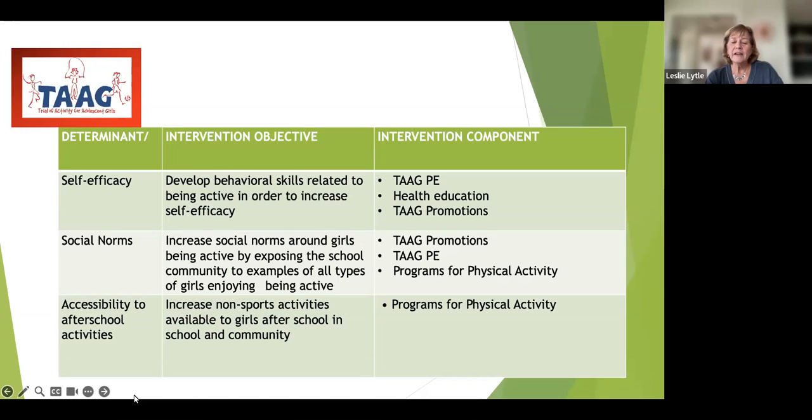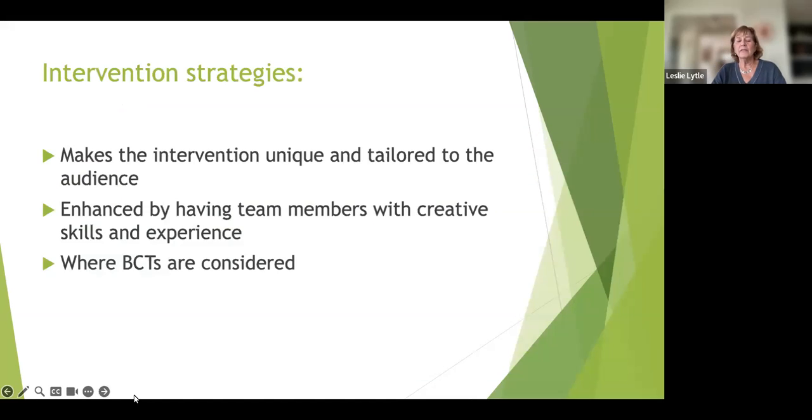So once the components are identified, then it's time to actually build the intervention strategies. And these are the things that really make the intervention unique and highly tailored to the audience. It includes the materials, the messaging, the materials that go into creating the intervention. And it really helps to have team members with particular creative skills and expertise in impacting your community in particular. So as researchers, we may have some creative talent, but as far as knowing how to really impact or engage with adolescent girls, it really helped to have some other people on my team.